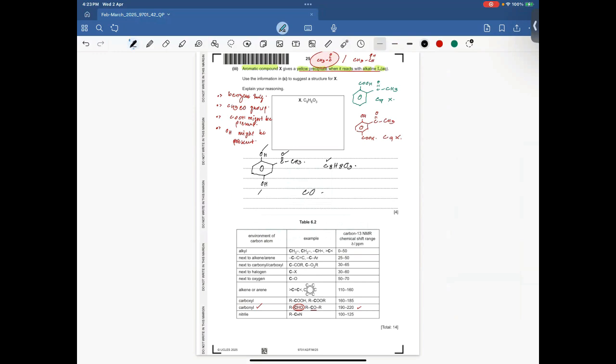So carbonyl, 220 ppm. Okay. The CH3 peak appears at 0 to 50 ppm. It is alkyl next to carbonyl. So alkyl next to carbonyl is this, 36 to 65 ppm.